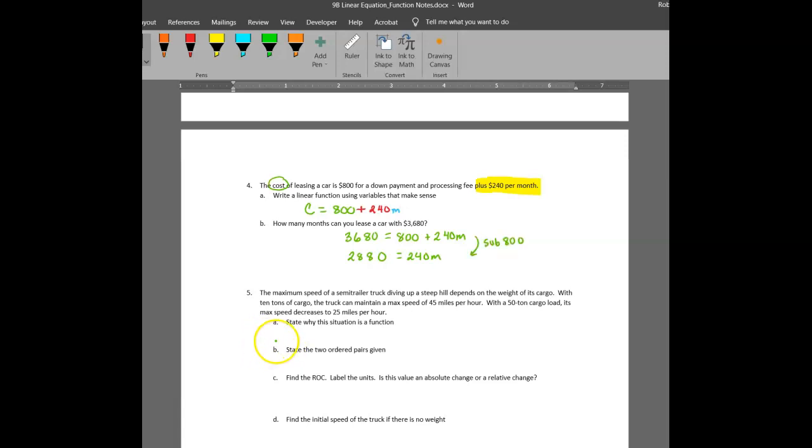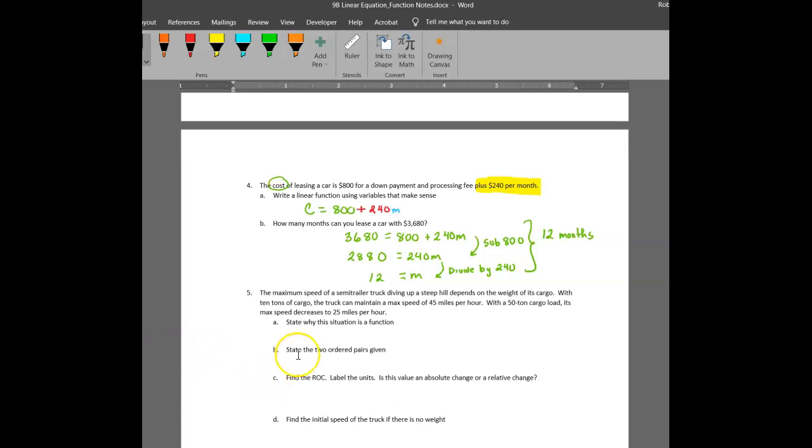And what we did is we just subtracted 800. And now we want to divide this up equally to figure out how many months this is going to happen. So M equals 12, and we did that by dividing by 240. So our answer is going to be 12 months.